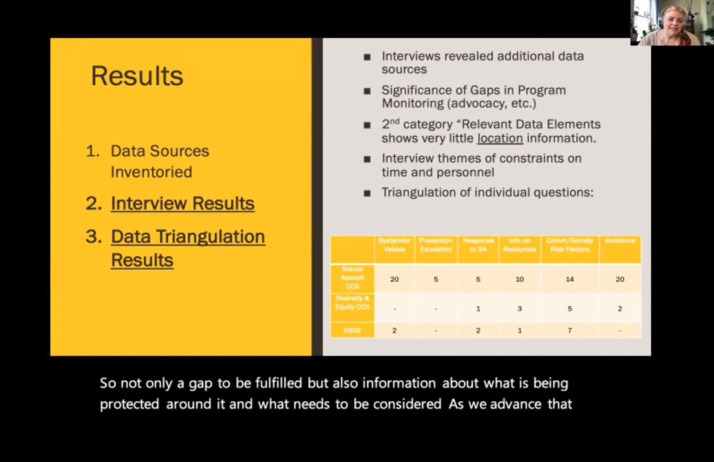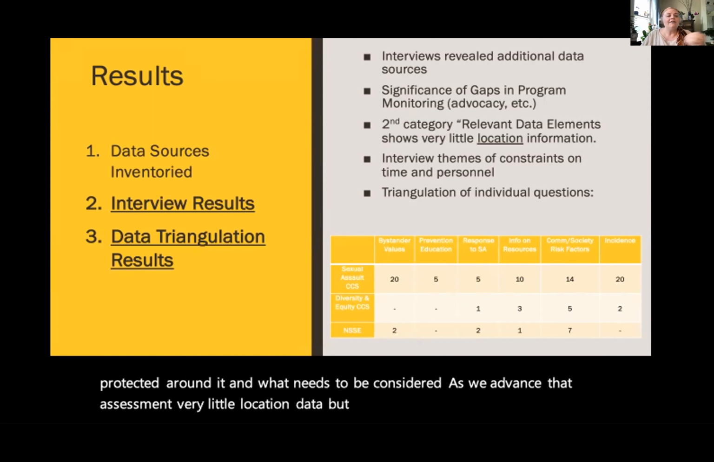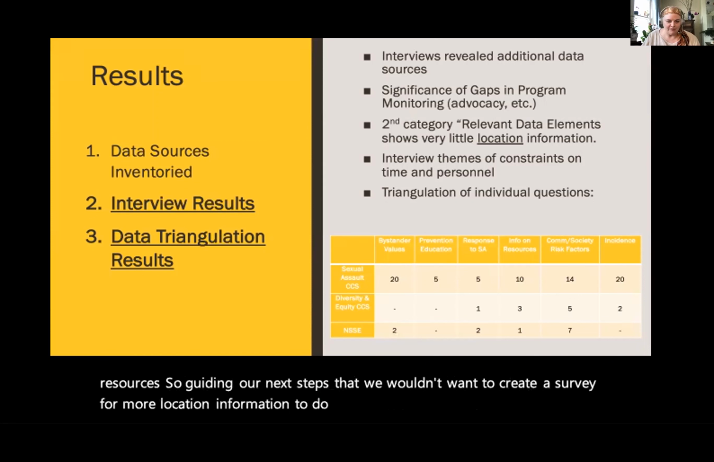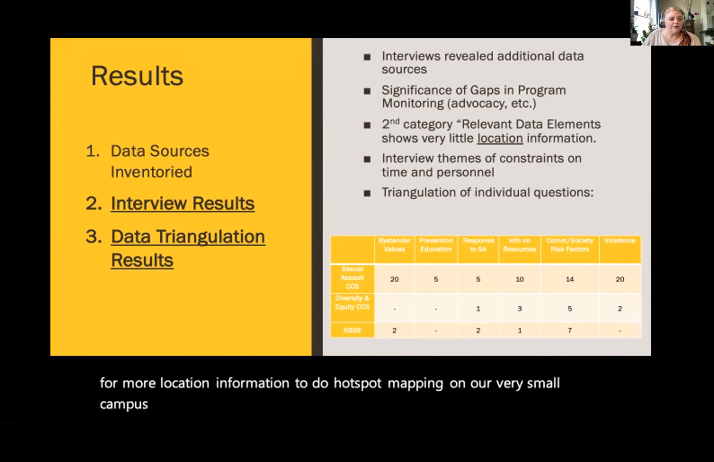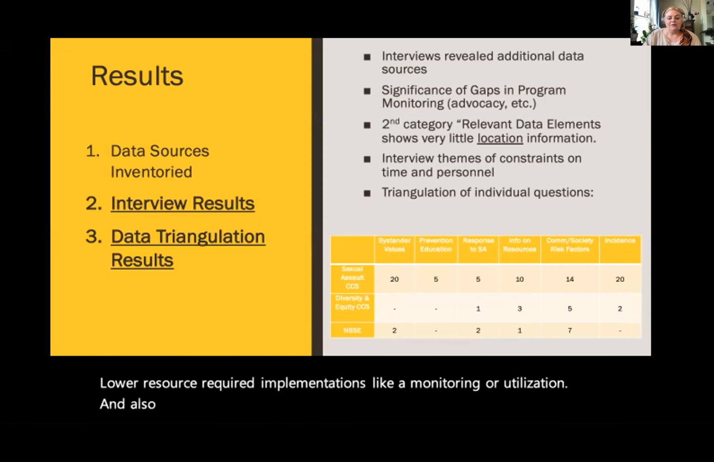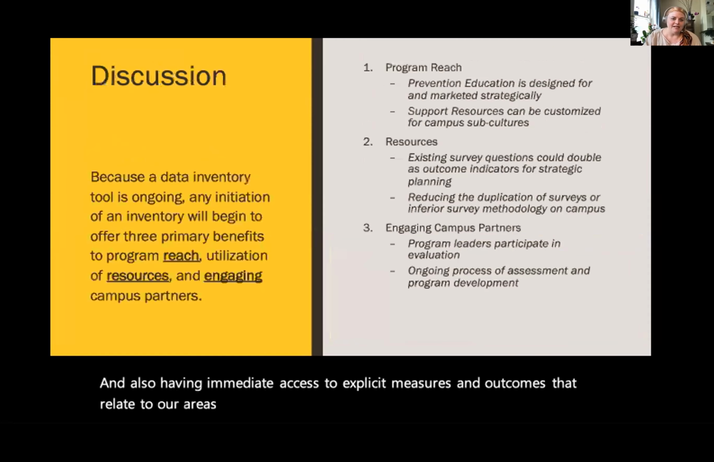Very little location data, but also an emphasis of the limitation of resources. So guiding our next steps, we wouldn't want to create a survey for more location information to do hotspot mapping on our very small campus, but instead pursue the lower resource required implementations like a monitoring of utilization. And also having immediate access to explicit measures and outcomes that relate to our areas of advancement for prevention and bystander values.